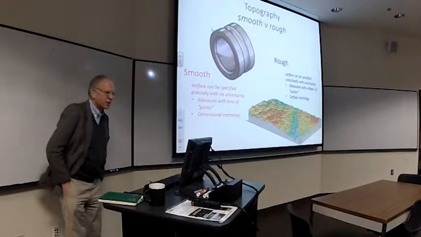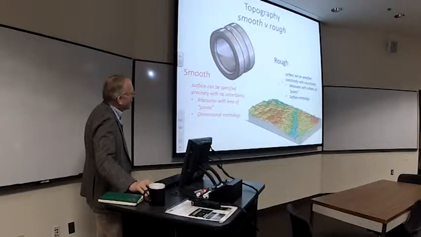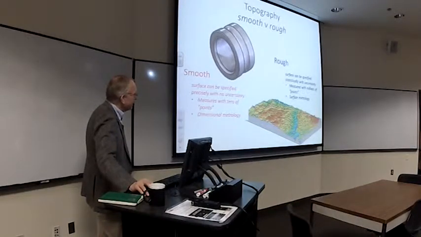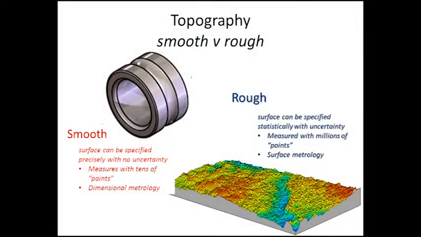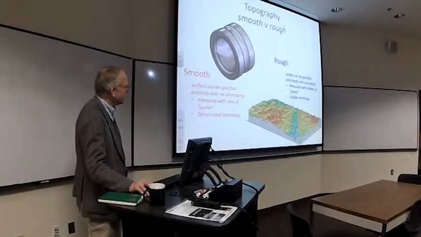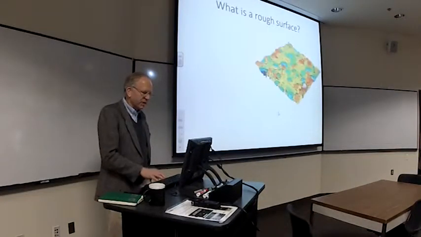So what's the difference? In surface metrology, we're interested in the roughness of the surface, and this has to be done statistically, and there's uncertainty, and I'll get around to talking about that later. And instead of using just tens of points like we've used on smooth shapes, we need actually millions of points to specify the surface when we measure it, and that's surface metrology. Now, if you zoom in on this, if that's an actual part, it might look something like this. All surfaces seem to have this rough character at finer scales.